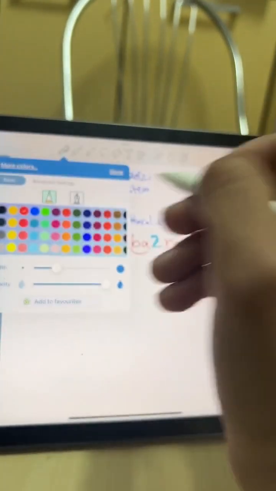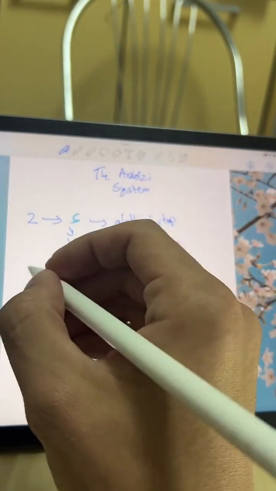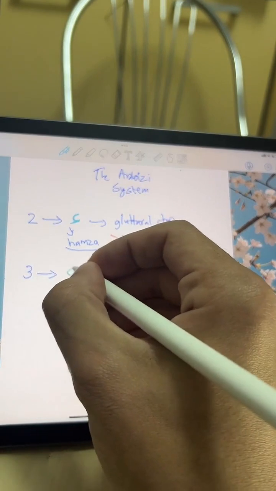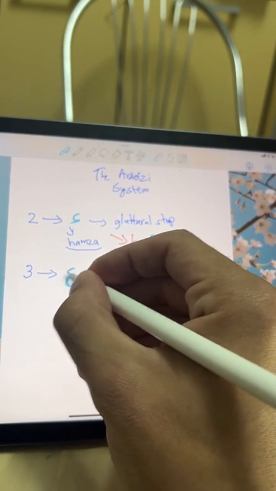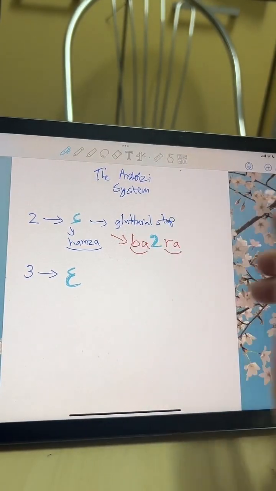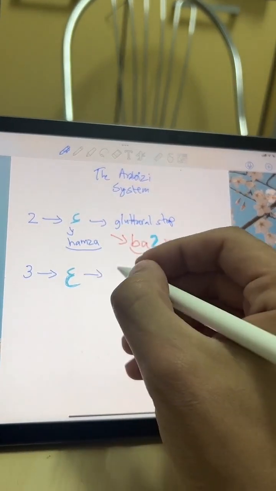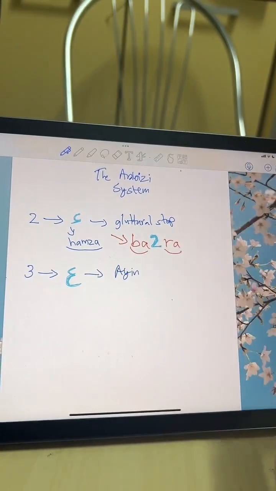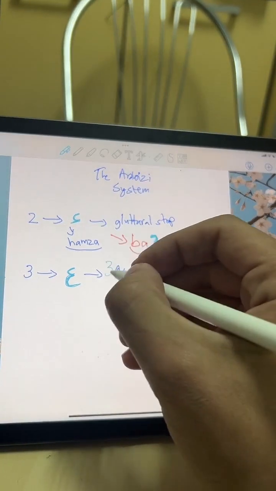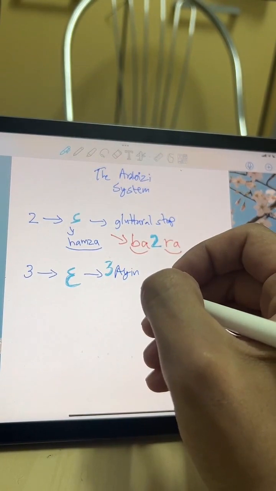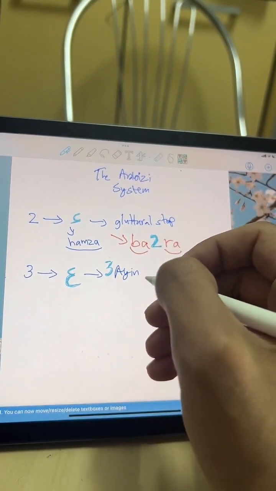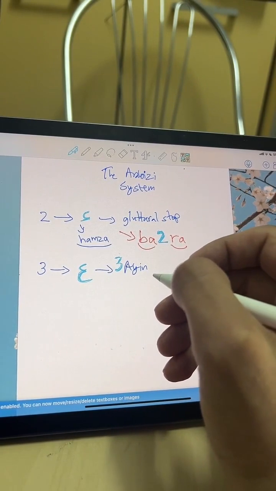Now, the next one is the three. And it was chosen to represent the ayn. It's a smaller C and then a bigger C. It's like double C's. And this letter we call ayn. Ayn means eye. This is the name of the letter. This is not the way it sounds like. So this is the name.